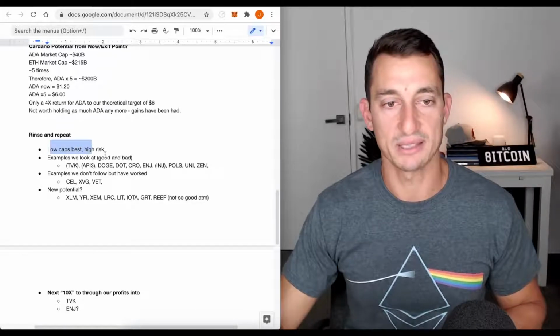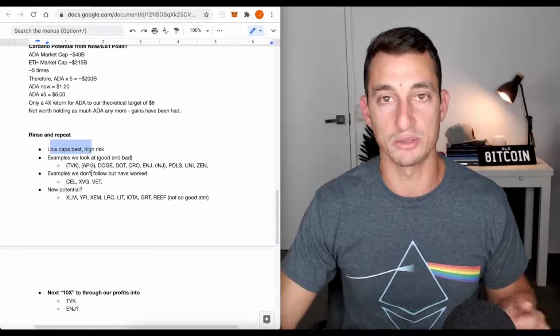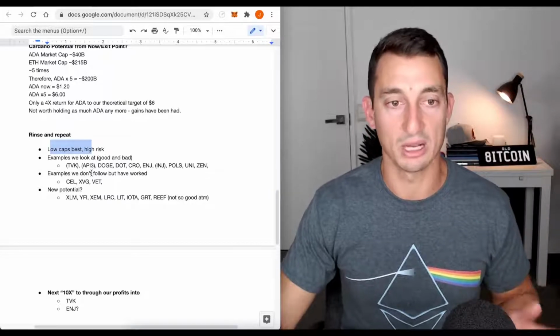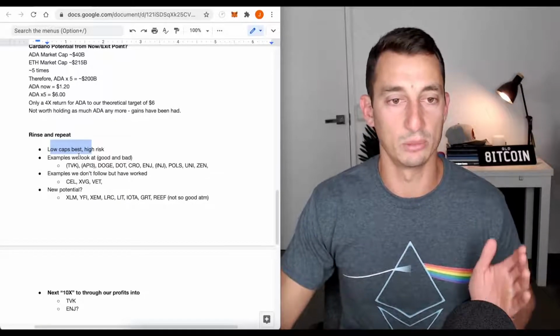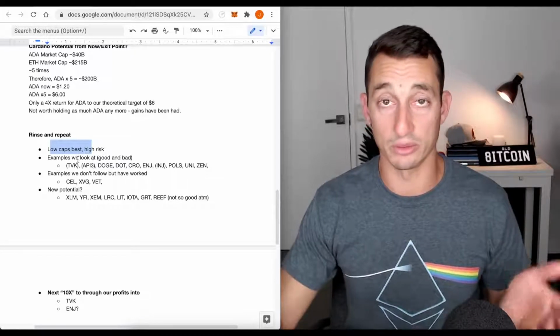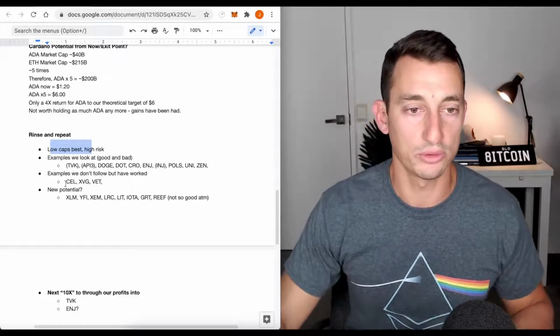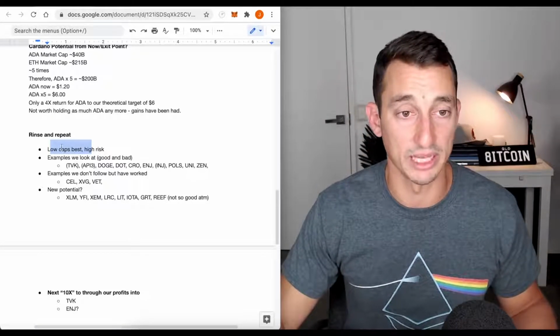Low caps are best, but now it's high risk. We had Cardano in 2020. We had Ethereum, the bear market where no one wanted to buy in. Everyone was looking at stocks and still too scared to do anything because COVID was running rampant across the world. But they're the best times to get in.